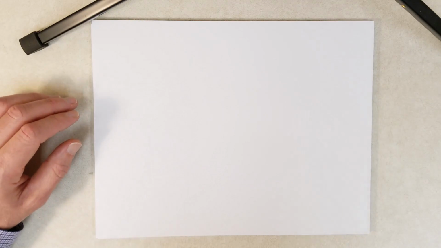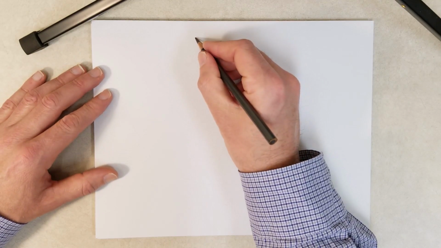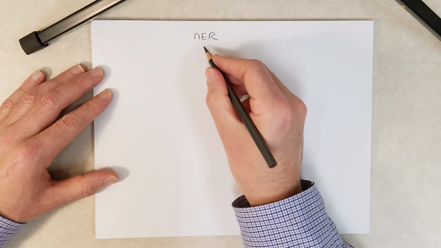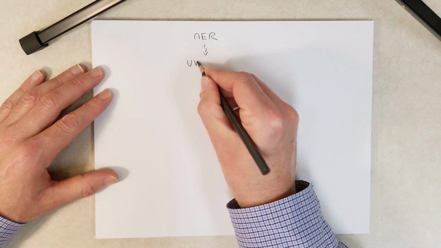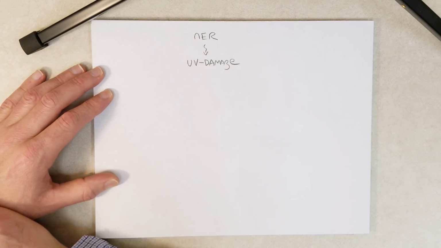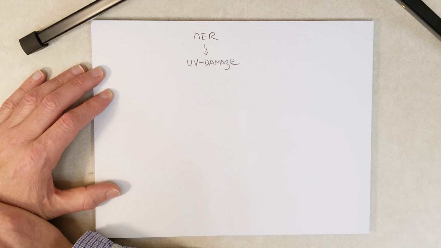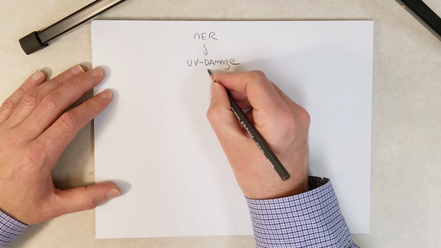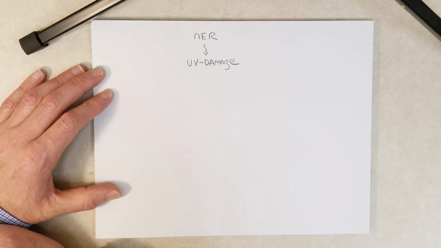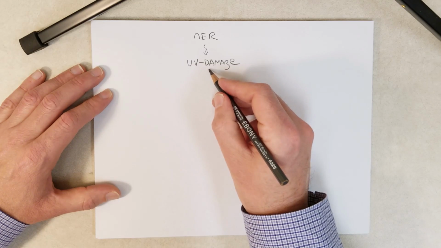So I've always been really interested in NER because this is something we all have to worry about, right? So nucleotide excision repair, why is it important? Well, it repairs UV damage. So it repairs those pyrimidine dimers that form in our skin cells if we should be exposed to sunlight or the UV rays in the sun. And that's why we wear sunscreen when we go outside, or we should wear sunscreen on exposed skin.